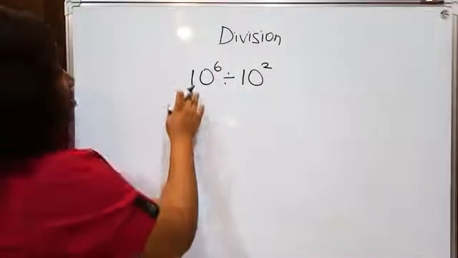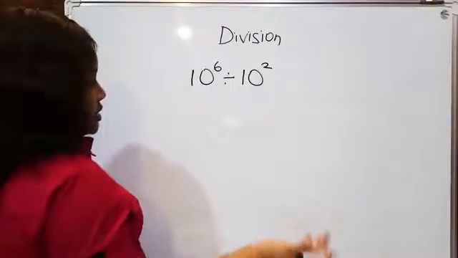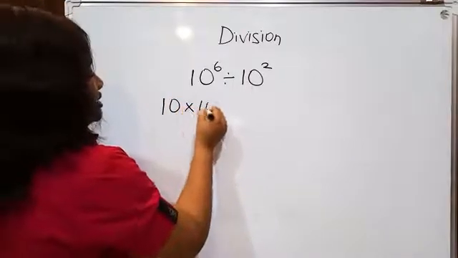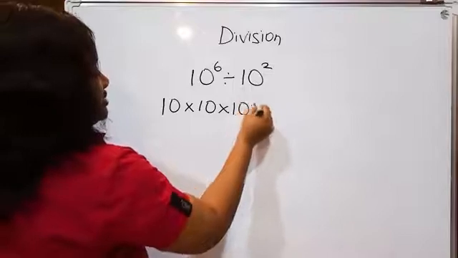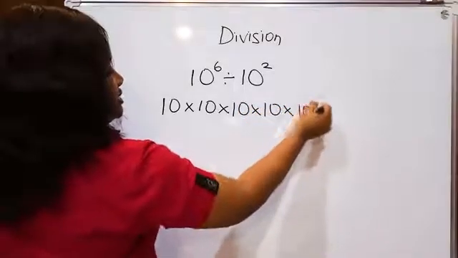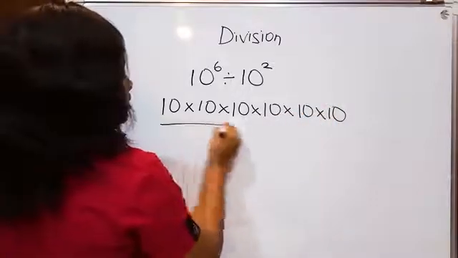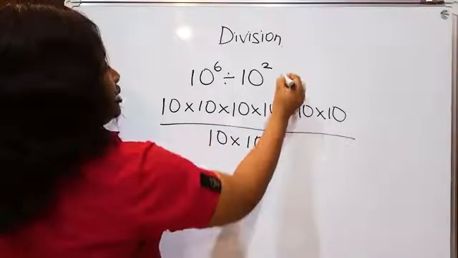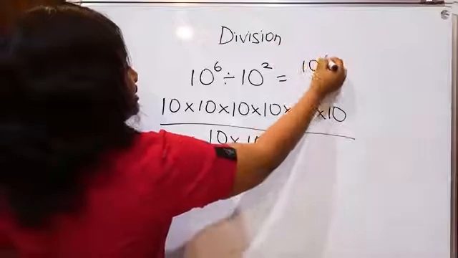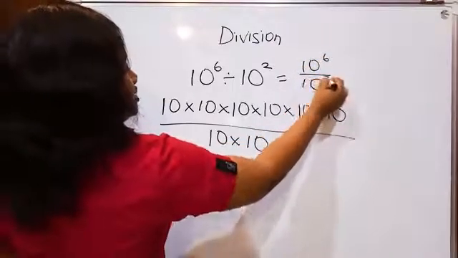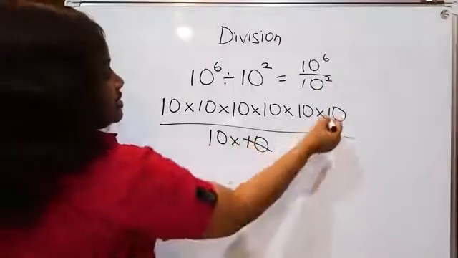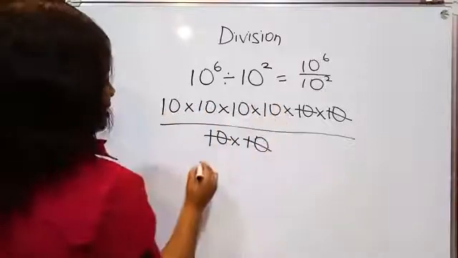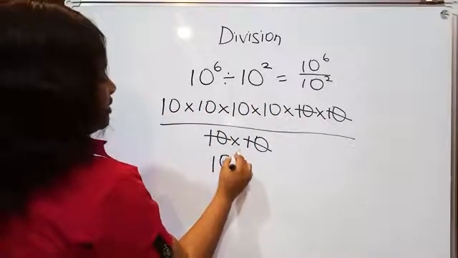So let's take an example. You have 10 raised to the power 6 divided by 10 raised to the power 2. So our 10 raised to the power 6 is 10 times 10 times 10 times 10 times 10 times 10, all over our 10 raised to the power 2, which is 10 times 10. Okay, so we cancel 10, cancel 10, and we have 1, 2, 3, 4. You have 10 raised to the power 4.